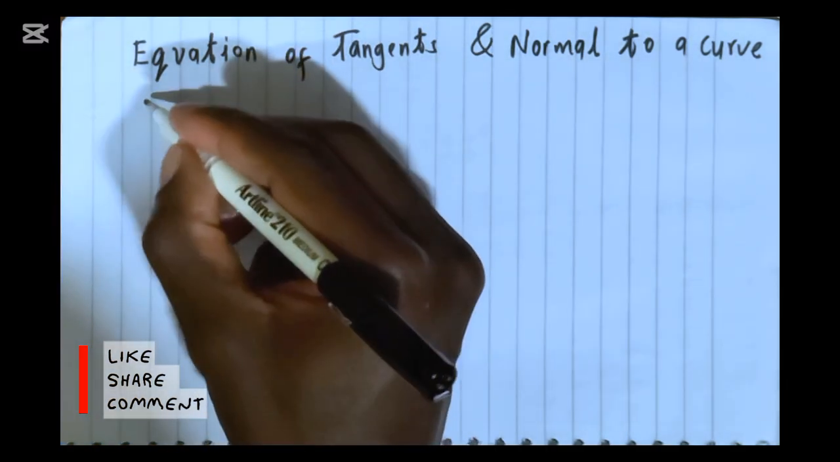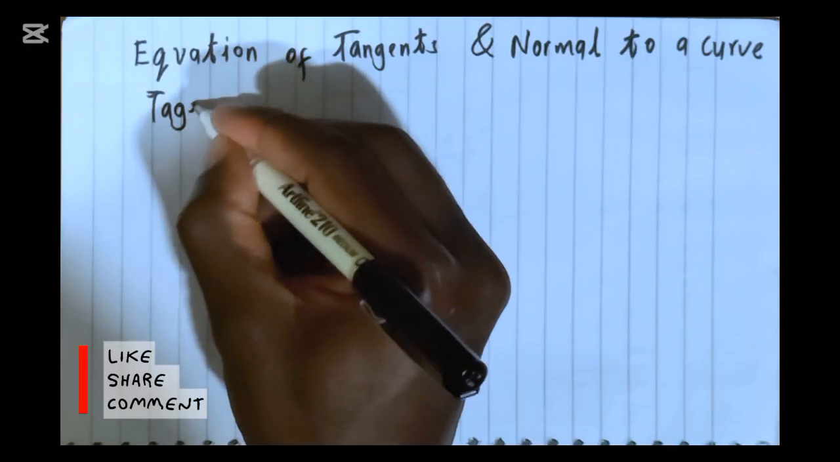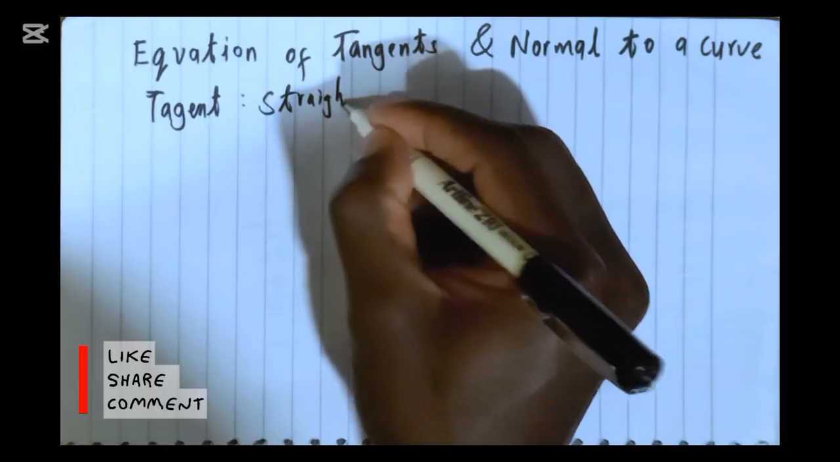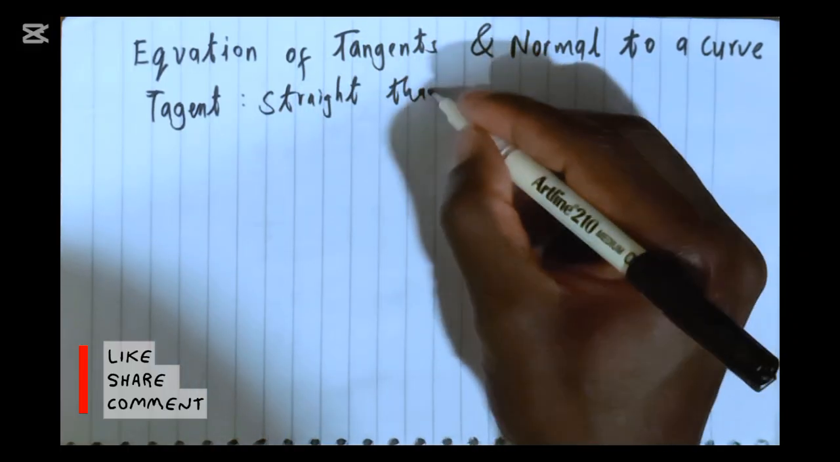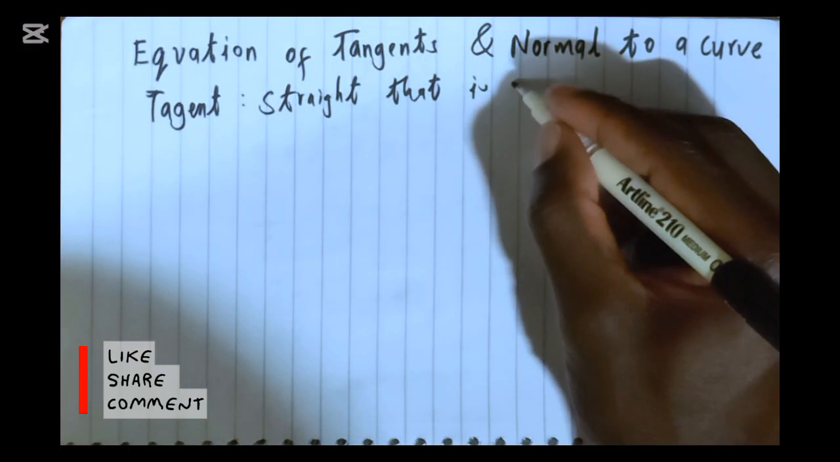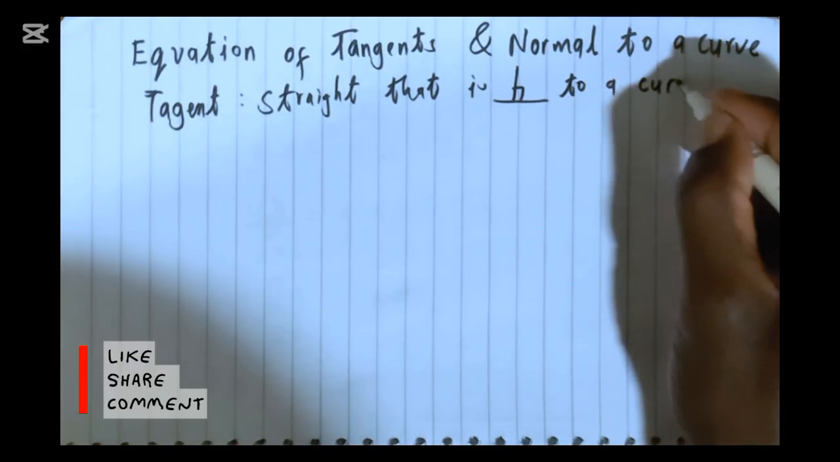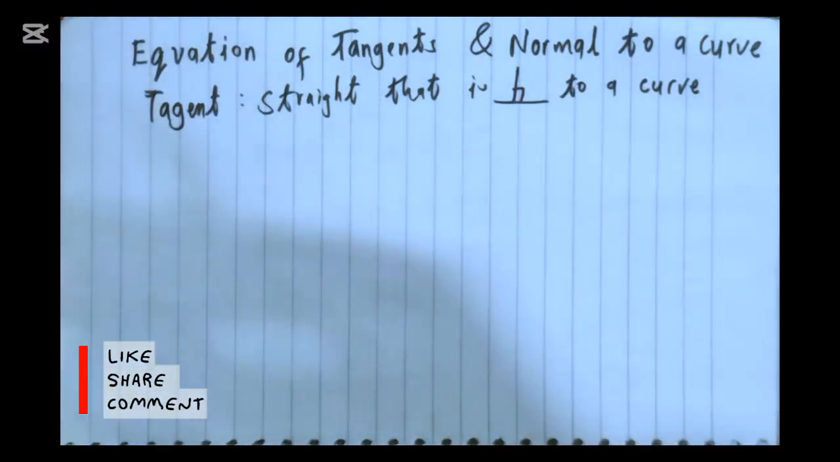So a tangent is a straight line that is perpendicular to a curve. That is what a tangent is. Anytime you have a straight line that is perpendicular to any point of a curve, then we say that that line is a tangent to that curve at that particular point of intersection.